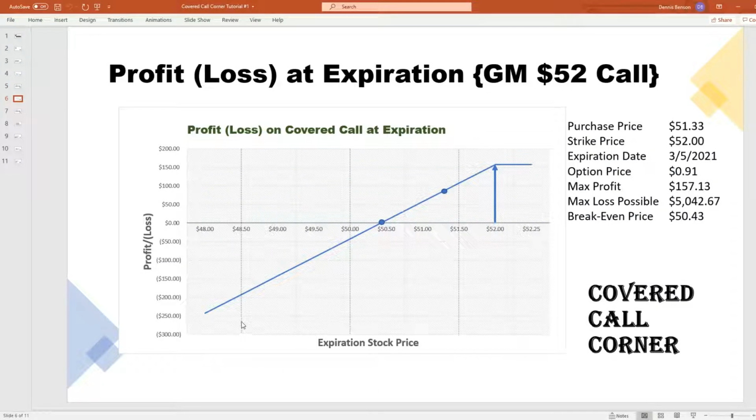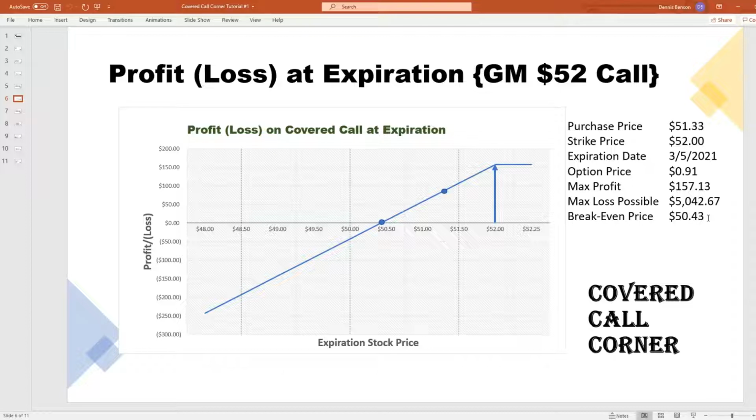So let's look at a profit and loss chart using the GM $52 call. Remember that the purchase price is $51.33, the strike's $52, the expiration date is this coming Friday, the option price was 91 cents, the maximum profit's $157.13, so there's the maximum profit, just a little bit over 150. The max loss possible, I could lose $5,042.67 if GM goes bankrupt by next Friday, meaning the stock is worthless. That's probably not going to happen.